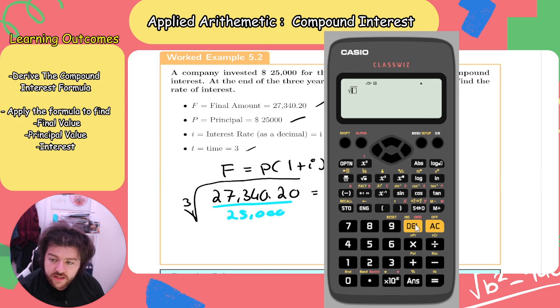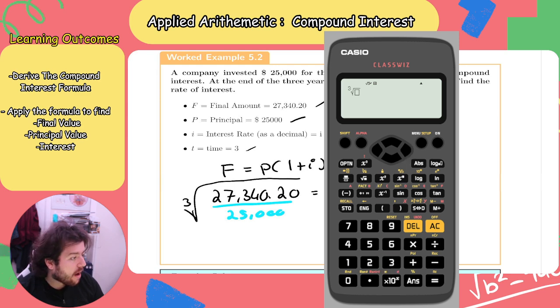If you click shift and then this, you will get your cube root. But what if it's a case of 4 years, 5 years, 6 years? What you need to do is click shift and then click this X to the power button here. Now it will give you a blinking box outside of the root line. So I'm going to put 3 here.